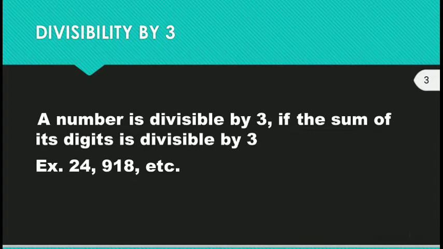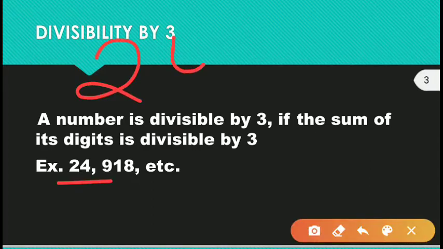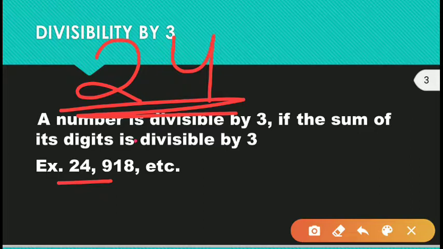Let's take an example. Suppose, here, 24. Okay. What is the sum of the digits? Sum of the digits means 2 plus 4. This will give you 6.